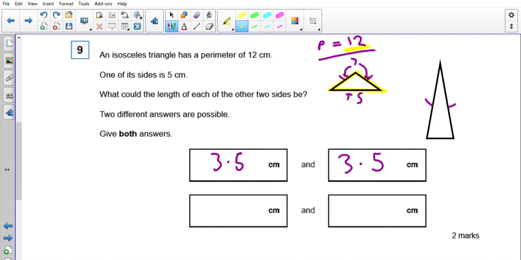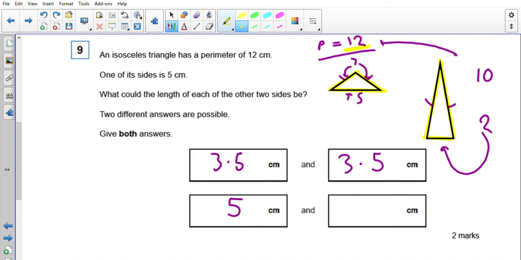Now if we think about this the other way, let's make this side 5 centimetres this time. Well, if that's 5, that means that that must be 5 as well. So without really doing anything else, I know that two of my sides are going to be 5. 5 add 5 is 10, which means, up to 12 centimetres for my perimeter, I've already used 10, which means I only have 2 left, and that 2 must be my bottom bit there, which is going to be my line there.